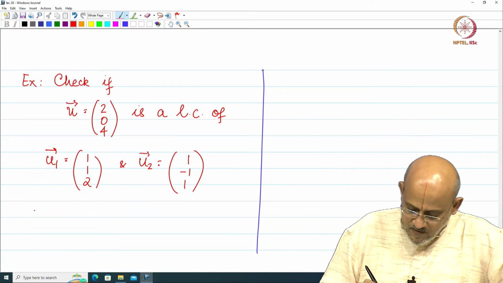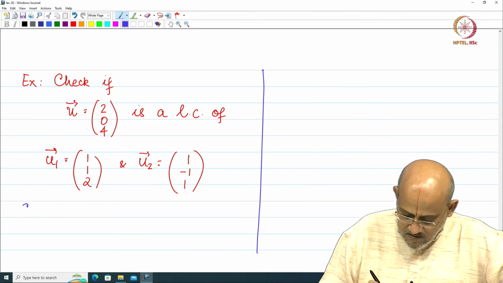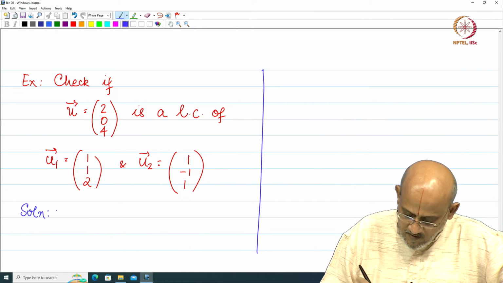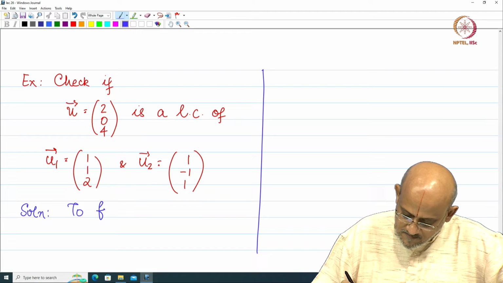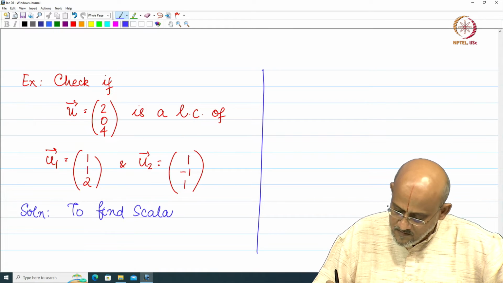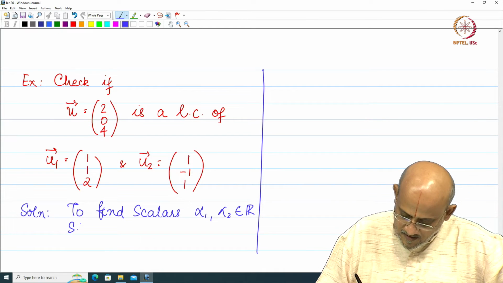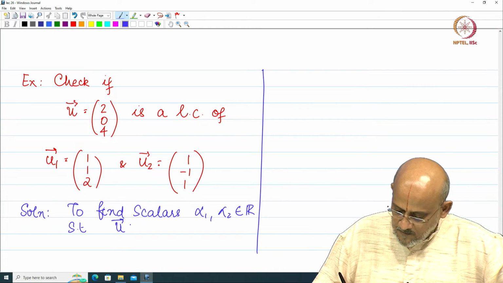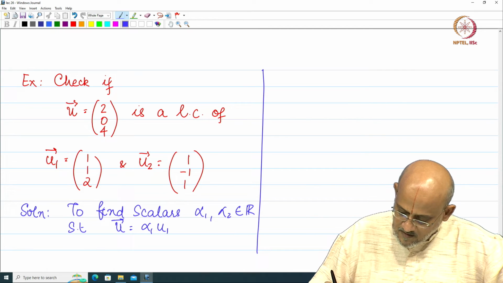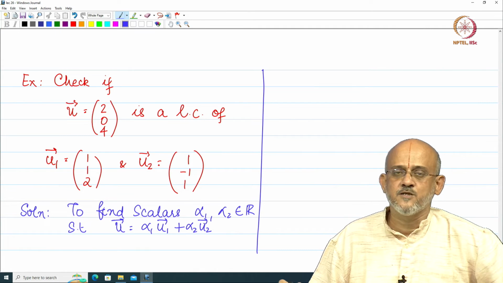Now, what we want to do is find scalars. So, what is to be done? The solution is basically to find real scalars alpha 1, alpha 2 such that u is equal to alpha 1 u1 plus alpha 2 u2. This is what we have.